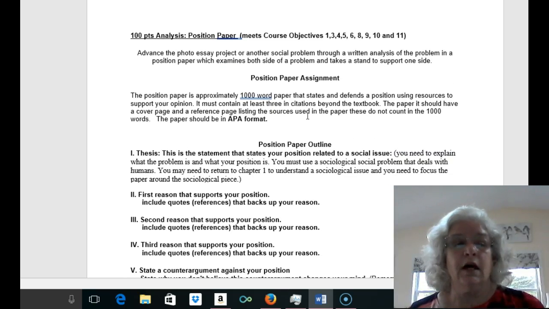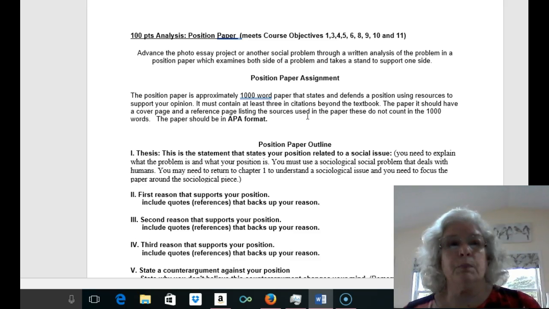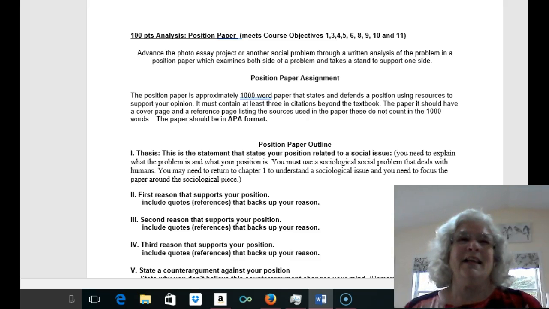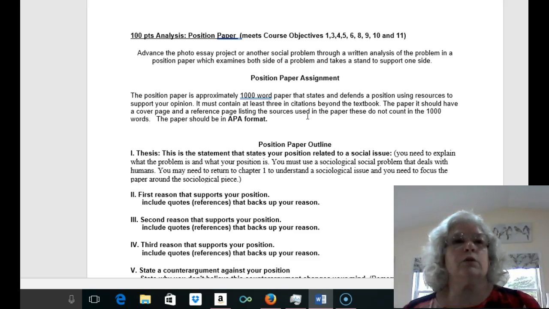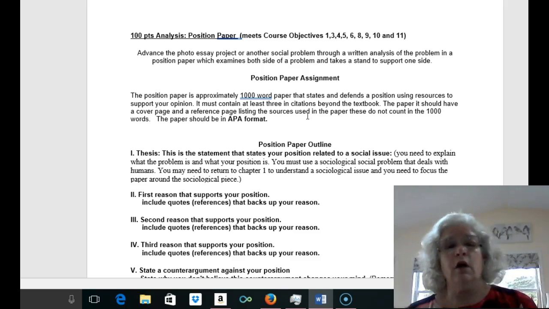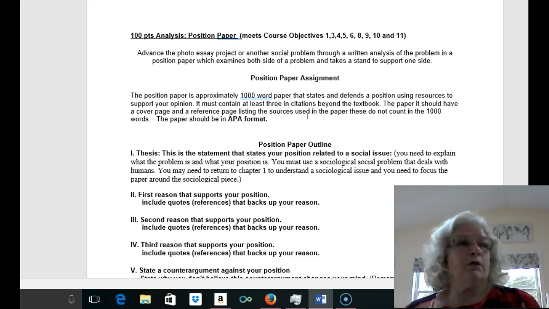Your third assignment is an analysis of a social problem in the form of a position paper. Again, you can use the same topic you used for your poster or for your photo project, but you could use something entirely different. That depends on what your topic is and what your interests are, where your projects are going to be. Say in the first one, you do a poster on child abuse or domestic violence. That's not an easy thing to photograph, but you could bring it back and look at it in a position paper.